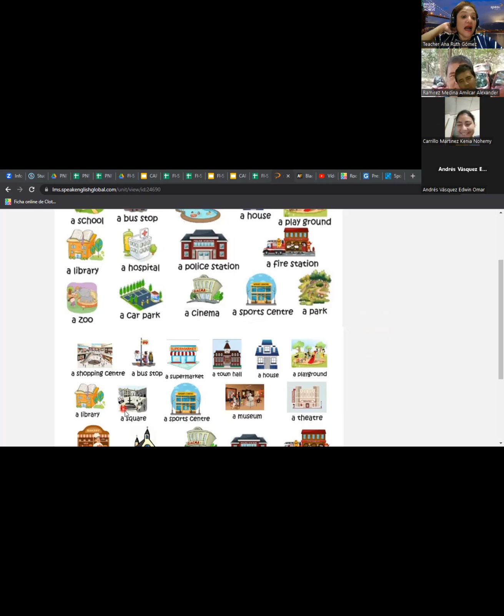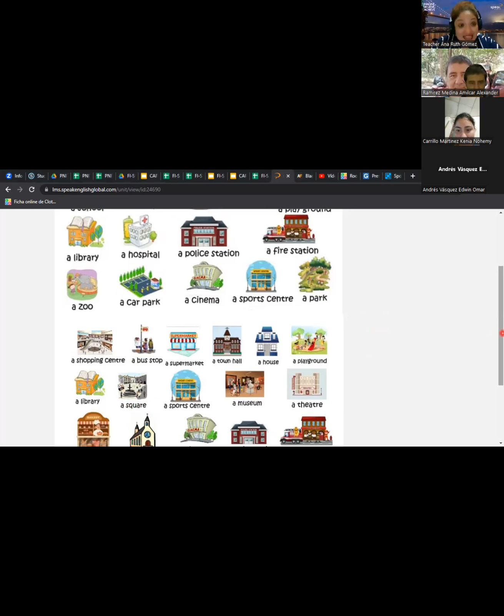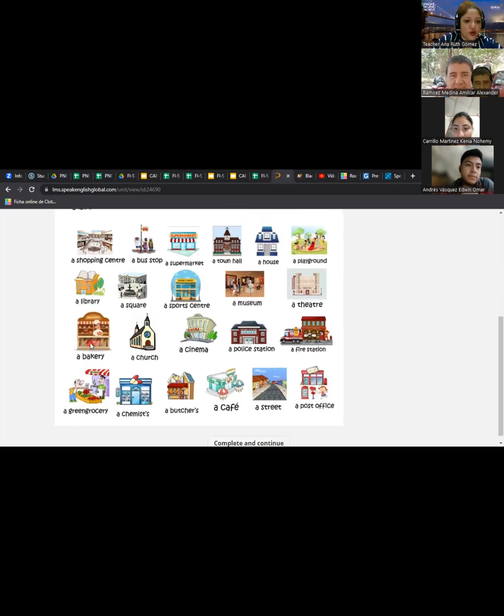All right, and then we have a square. What's the meaning of a square? Plaza. Very good, Edwin. A square, like if you say cuadrado, a square is plaza, okay? What about a museum, a theater, and we repeat some words, right? A bakery, a church. Church. La iglesia, very good. Then we have a cinema, a fire station, a greengrocer's, or a grocery store. All right, very good.